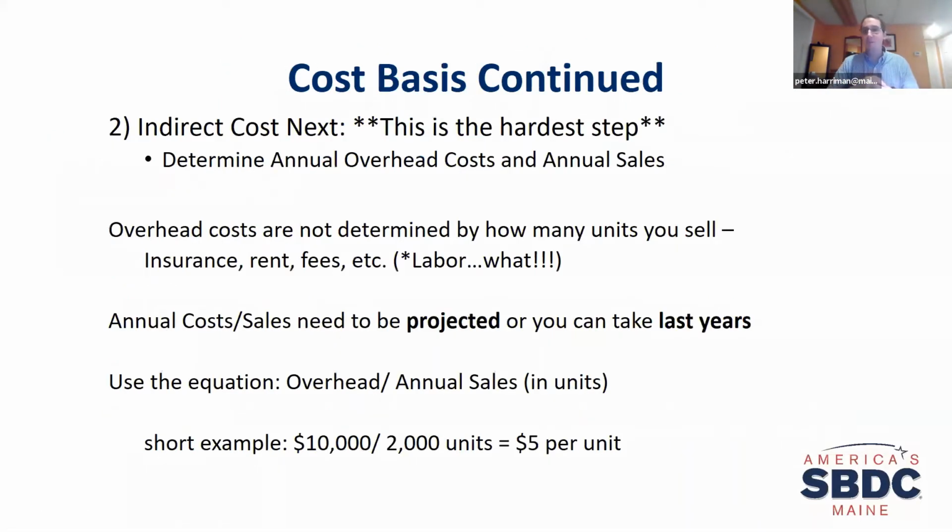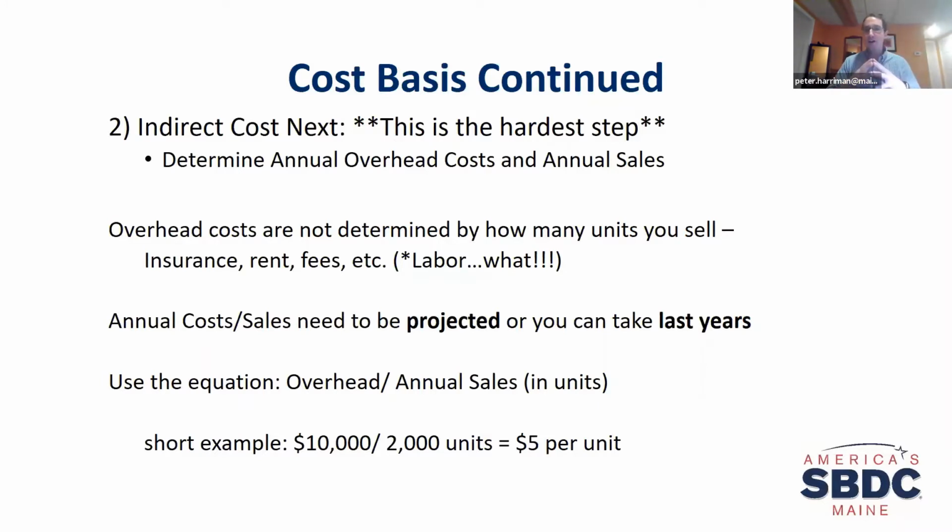Step 2, and this is the hardest one. What is my indirect cost, right? Indirect cost is often overlooked. Indirect costs could be your insurance that you have to buy, fees that you might have to pay, taxes that you pay, rent, utilities, right? You have to pay for that, and you pay for that by selling your product or service. So you need to incorporate the cost of that into your price, right?